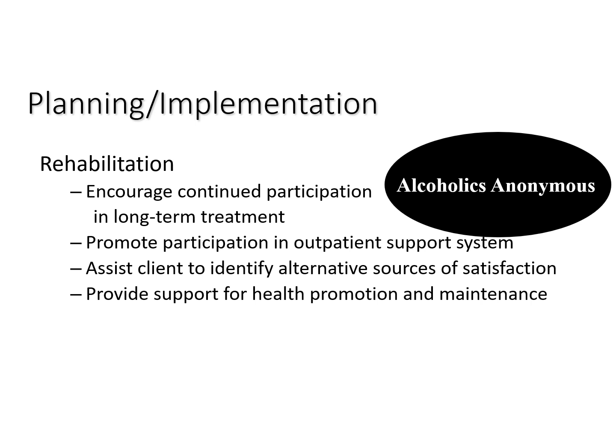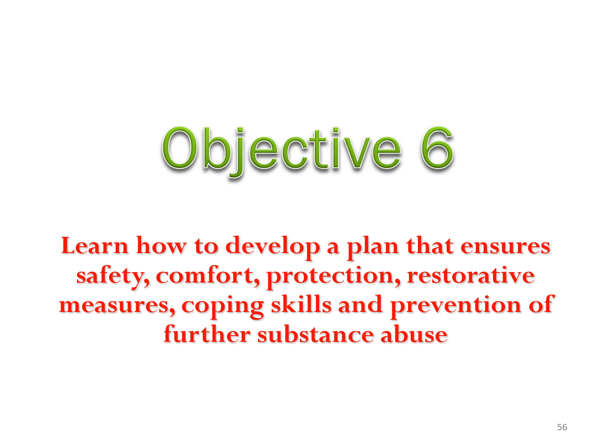So one of the things that 12-step meetings like Alcoholics Anonymous do is you have somebody you can always call, which is your sponsor. You have the meetings. There's a lot of them, and they're throughout the day. They're in person and online, and you can almost always find one reasonably in your area, and if not in your area, you can find them online, and they're free. Number 6, learn how to develop a plan. We're talking about a relapse prevention plan that ensures safety, comfort, protection, coping skills.